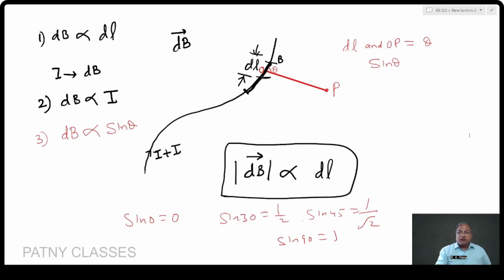That means the smallest value of magnetic induction is for theta equals 0 degree. When theta equals 0, everything is 0. And when theta equals 90 degrees, you will find the maximum value of magnetic induction at the point P. So the value of magnetic induction will depend upon sine theta. So dB is directly proportional to sine theta.